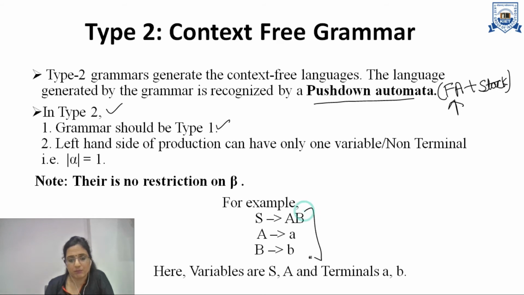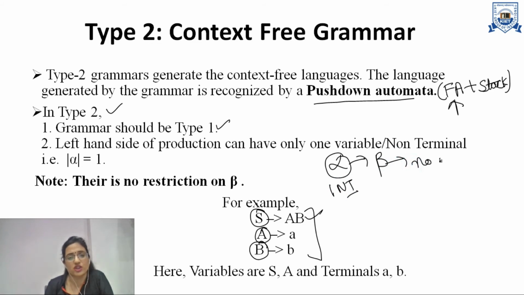So let's take an example. The left side of the production always contains only a single variable. But what about the beta? As this production is of the form alpha tends to beta, alpha must contain only one non-terminal, but there is no restriction on beta. We have no restriction on beta, but we have to take care of the alpha symbol, and alpha always contains only one variable. So the length of alpha, or the count of symbols on the left side of the production, is always equal to 1.